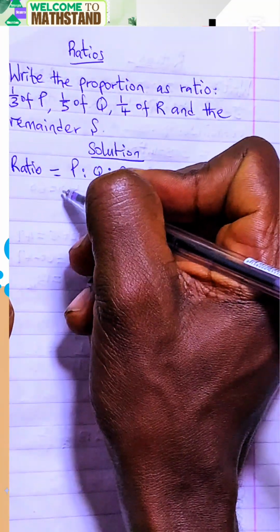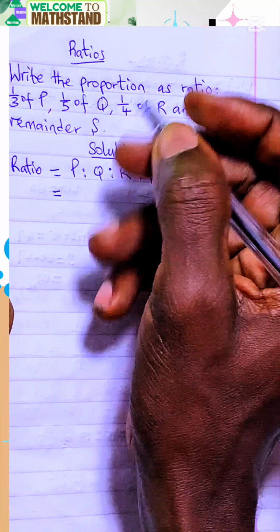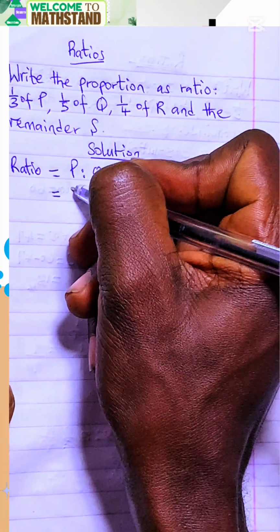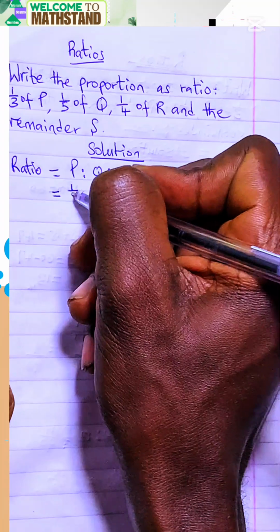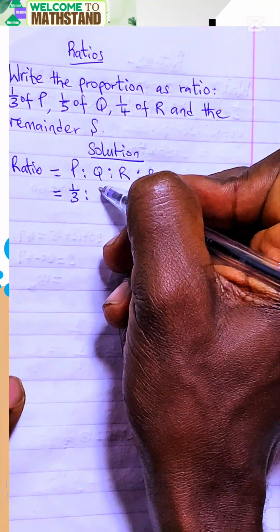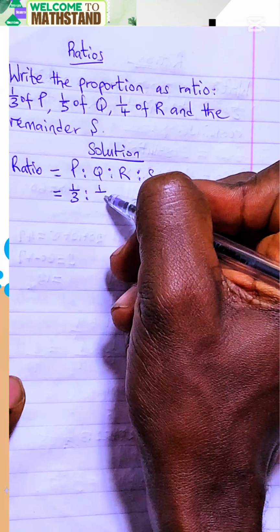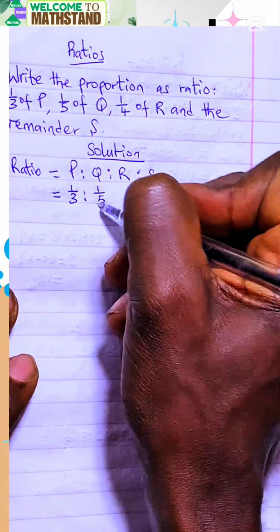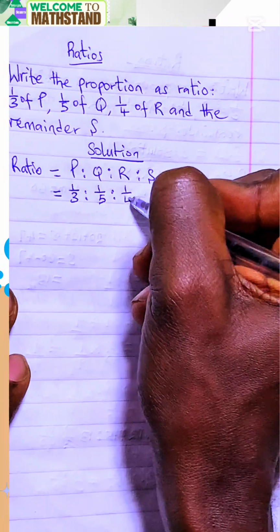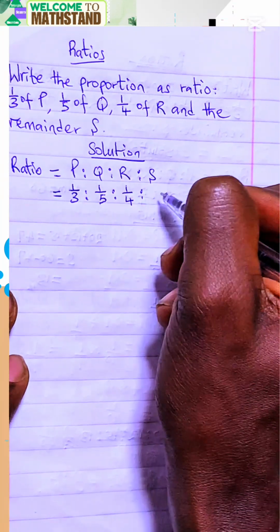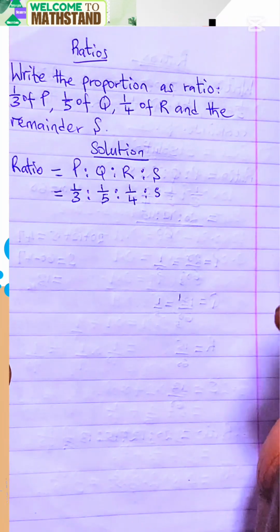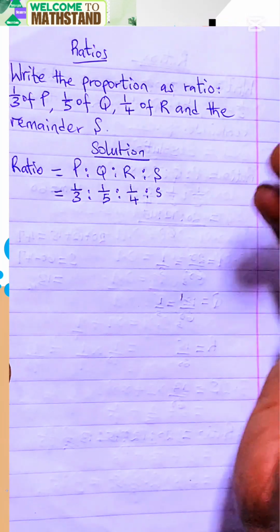So let's put out the fraction. The fraction here is 1/3 is to 1/5 is to 1/4 is to S. So we don't know S, so let's just continue.